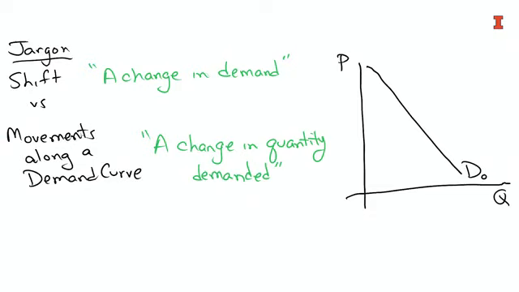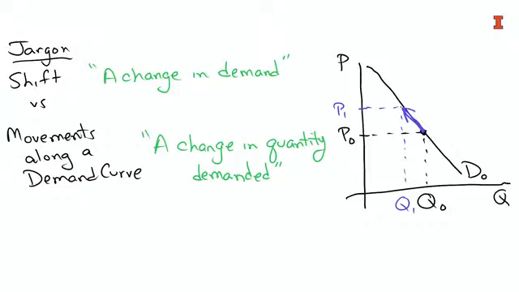For example, if I told you price were to go from P0 to P1, we know that consumers' purchase level, which would originally have been Q0, will fall to Q1. This movement along the demand curve is a change in quantity demanded.